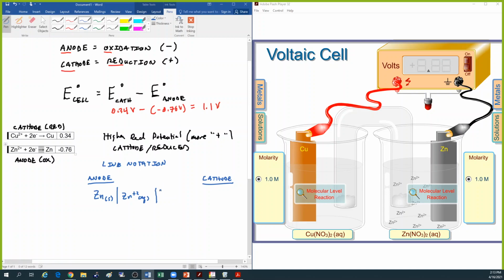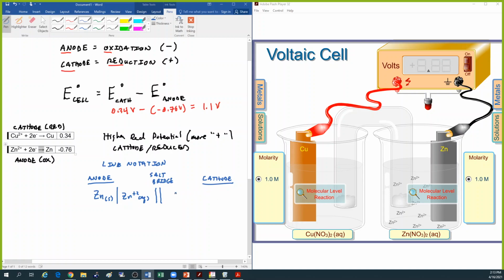Then we use the double vertical line to represent the salt bridge, which remember is that connector that allows the current, the electricity, to flow all the way through the circuit. Remember, if this little bridge isn't here, the ions can't get across and the whole system kind of piles up charge on opposite sides and then stops. So here's the one half cell, the anode side.